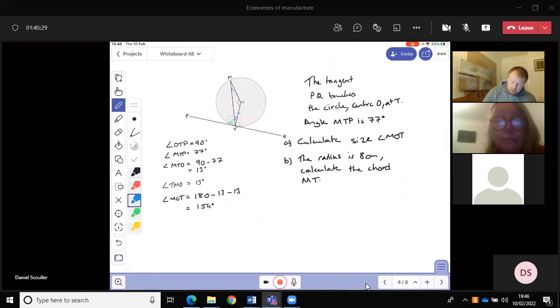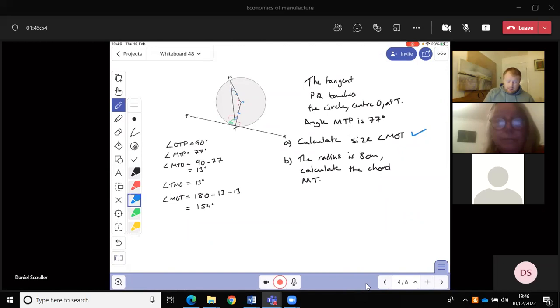Okay, so that's us answered question 1 there. Okay. Did anyone not see that? Super. Okay, so part B. The radius is 8 centimeters. Calculate the chord MT. Similar to the questions we were doing on Tuesday.